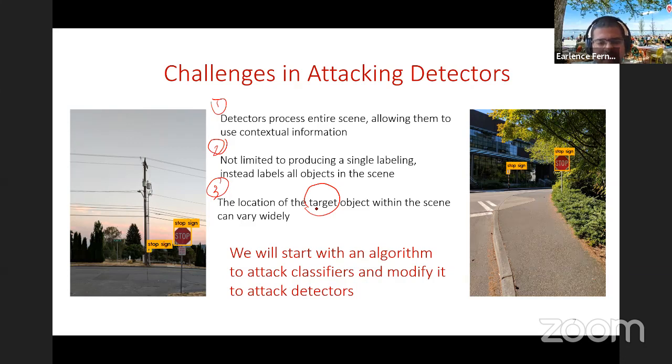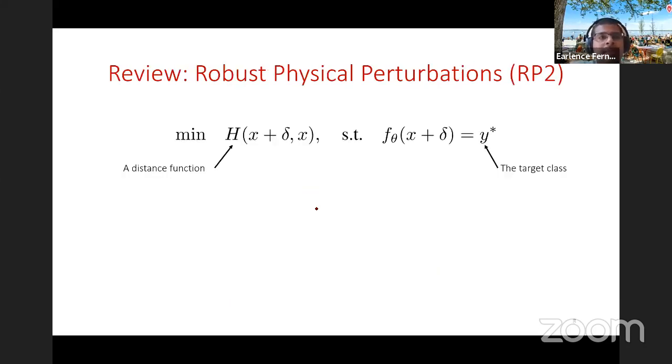At the time we were doing this work, we had just completed the project on stop signs and classifiers, and we were curious whether it is possible to extend that framework we had built, make small changes to it, and still attack detectors. That was one of the questions we were trying to answer. Before I go into how we ended up attacking object detectors, I'll give you a review of the algorithms we use to attack classifiers, because the detector algorithm is a very small variation on the classifier attack algorithm.